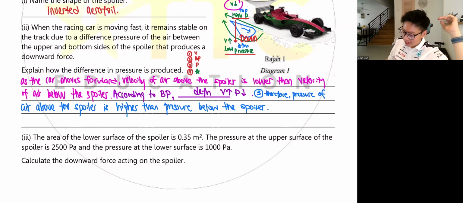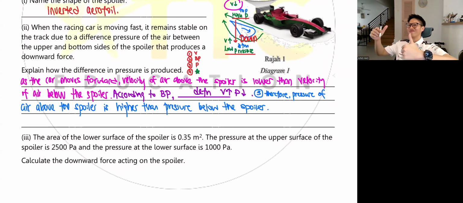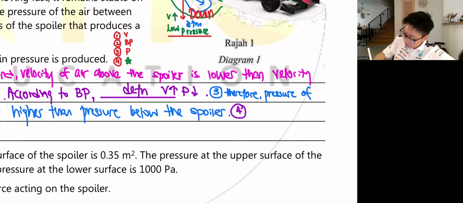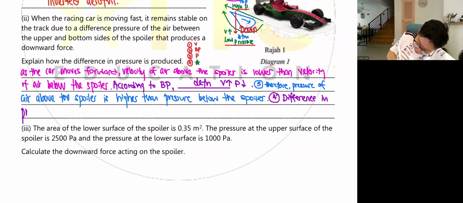Okay, the pressure of the air above the spoiler is higher than the pressure below the spoiler. So therefore, the pressure difference. Okay. And then last but not least, number 4. What do we need to write? Okay, the answer is, you can say the difference in pressure. So guys, I want you to tell me the difference in pressure.